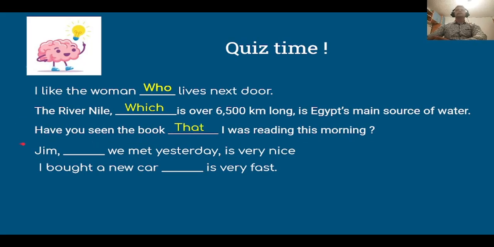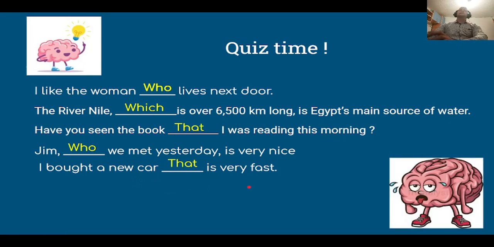And the next sentence, it's about Jim. Jim is a person, so when we talk about people, we use who. That's right. Jim, who we met yesterday, is very nice. And the last sentence, it's about a car. So the car is an object, obviously, and when we want to talk about things, we use which or that. Let's take a look at the sentence. It is a defining relative clause, and that's why we have that. I bought a new car that is very fast.